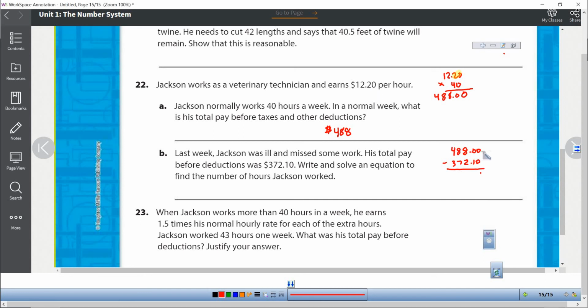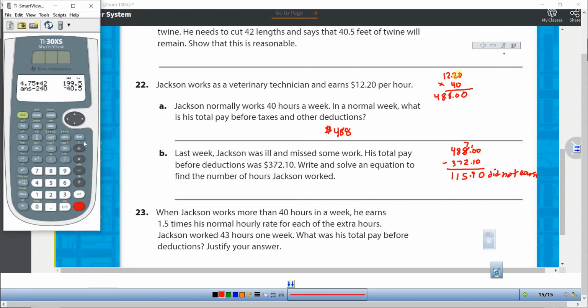So let's go ahead and do that. 0. Then I'm going to go ahead and borrow. 10 minus 1 is 9. 7 minus 2 is 5. 8 minus 7 is 1. So $115.90. And that's how much he did not earn. Normally he would earn $488. He earned $372.10, so that's how much he did not earn.